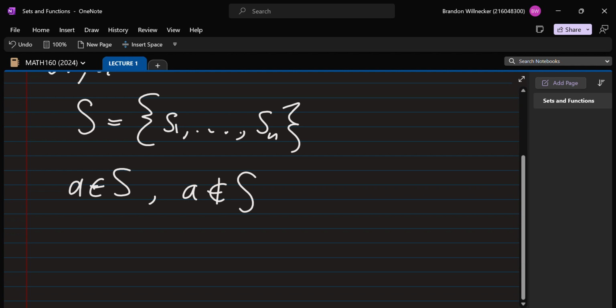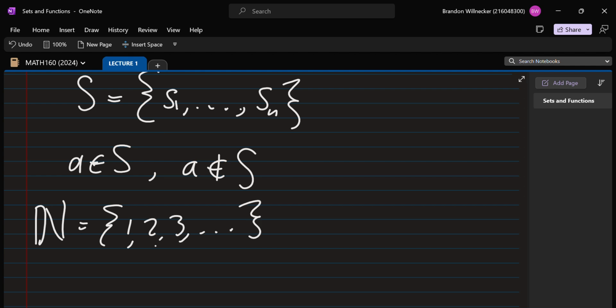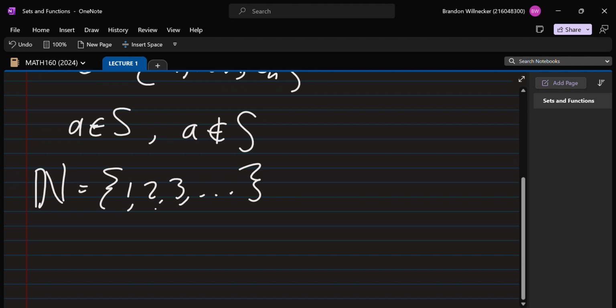Okay, so some examples of sets. We can have the natural numbers. Now there's a bit of debate on whether or not the natural numbers should start from 0 or start from 1. For this module, let's say that we're going to use the convention where it starts from 1. So whenever there's a question involving the natural numbers, unless otherwise stated, we're going to start from 1. Okay, so this will be 1, 2, 3, and so on. We all should know the natural numbers.